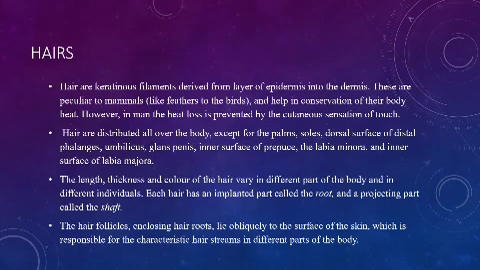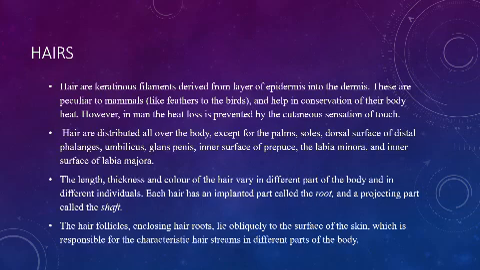Hair is distributed all over the body except for the palms, soles, dorsal surface of distal phalanges, umbilicus, glans penis, inner surface of prepuce, the labia minora and inner surface of labia majora. These are the parts where hair is not present. The length, thickness and color of the hair vary in different parts of the body and in different individuals.